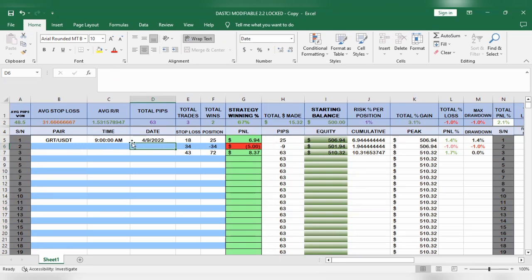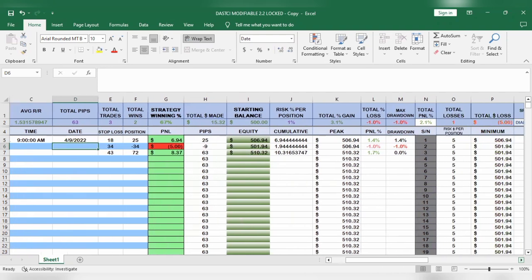So here our average reward to risk ratio has been calculated for us. The total pips we've traded in 3 trades here is 63. Total trades is 3, of which we've won 2 trades. The strategy winning percentage is 67%. We've made a total of $15. This was our starting capital and our risk per position. The total percentage gain overall is 3.1% of our trading capital.